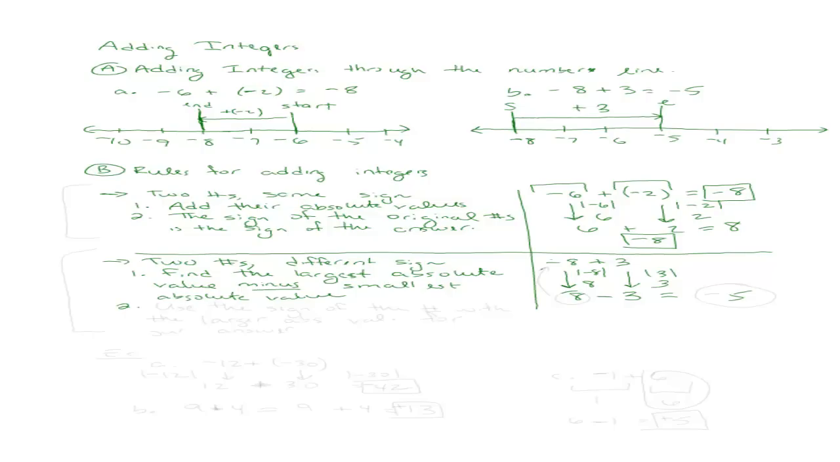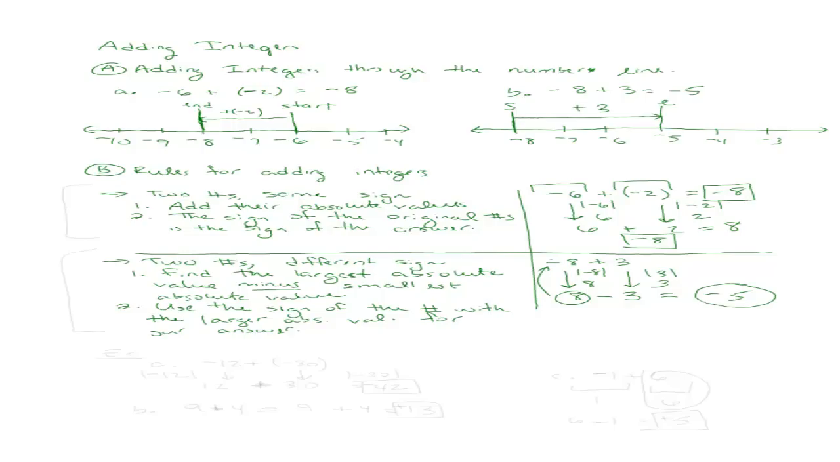Then what we're going to do, step 2, is we're going to use the sign of the number with the larger absolute value for our answer. So in this case, we look at 8 and 3. 8 was larger, so what was the sign of 8 before we took the absolute value? It was negative. So our answer is going to be negative in this case.